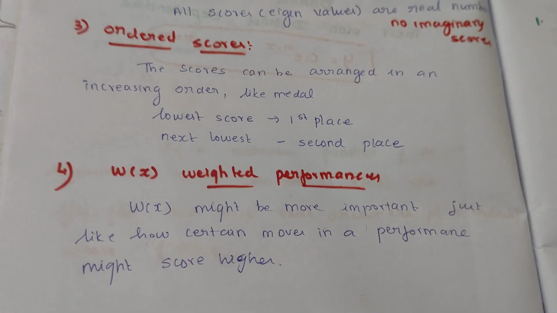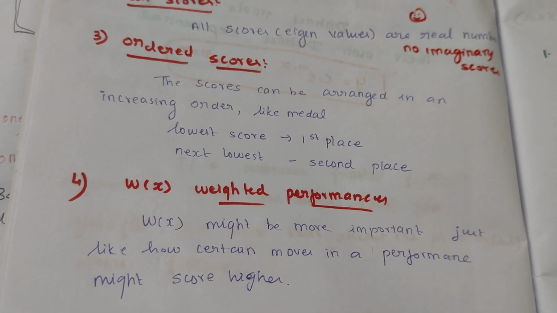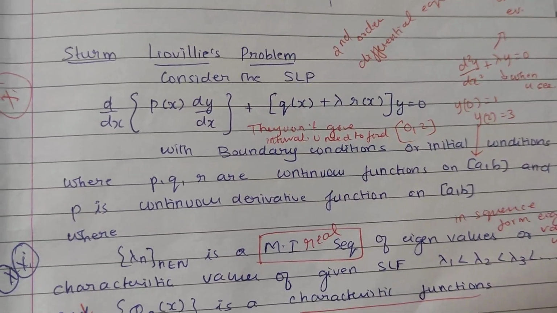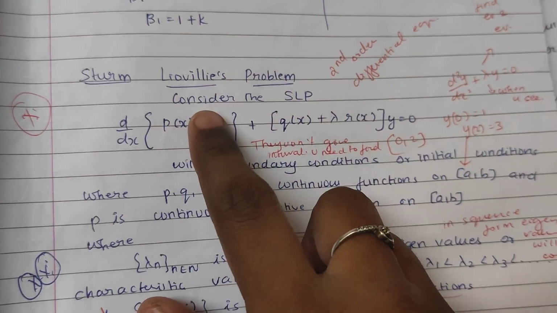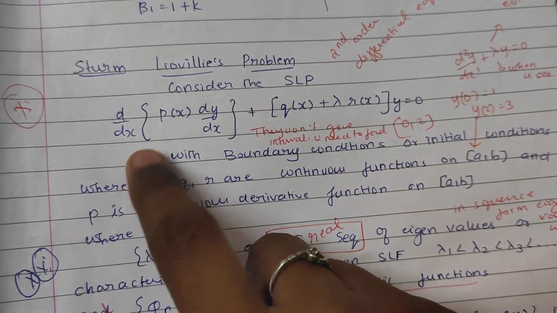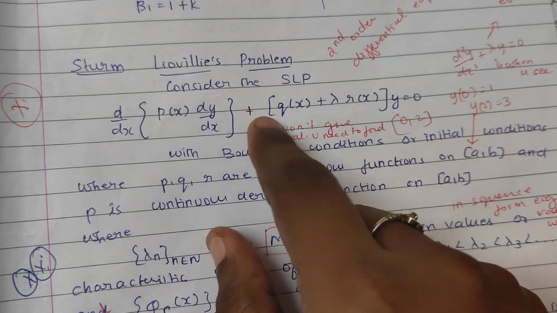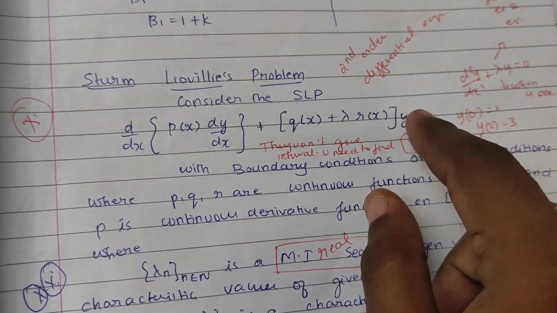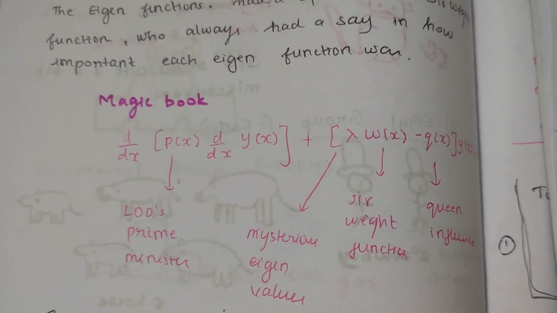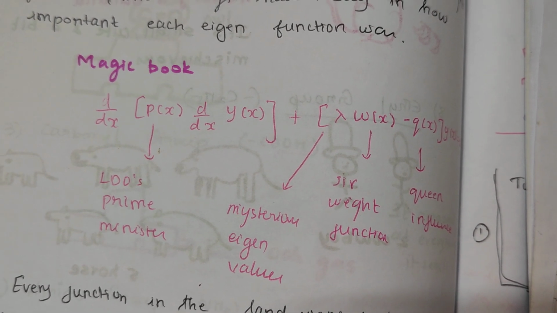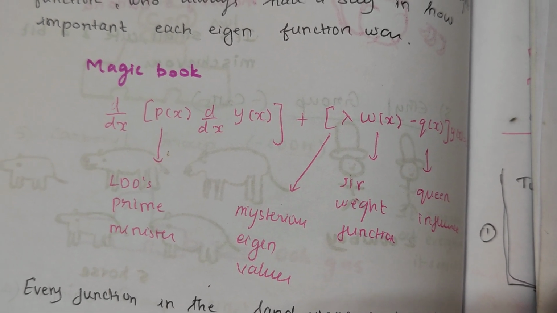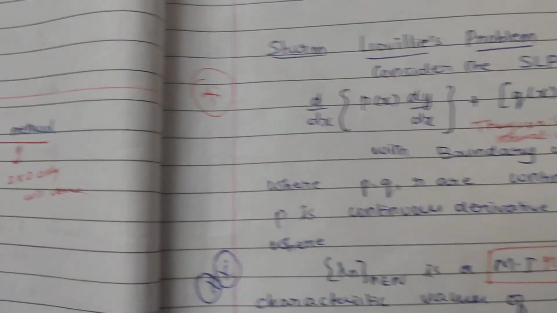I will show you the definition alone for the Sturm-Liouville problem. Basically, I have written some notes, so don't bother about that. Please listen to the definition alone. Consider this Sturm-Liouville problem: d by dx of p of x into dy by dx plus q of x plus lambda into r of x into y is equal to 0. Likewise, I told you, right? Lambda is the eigenvalue, r of x is the weight function.